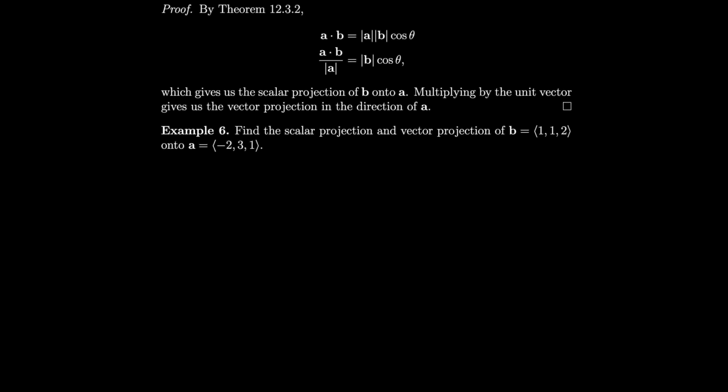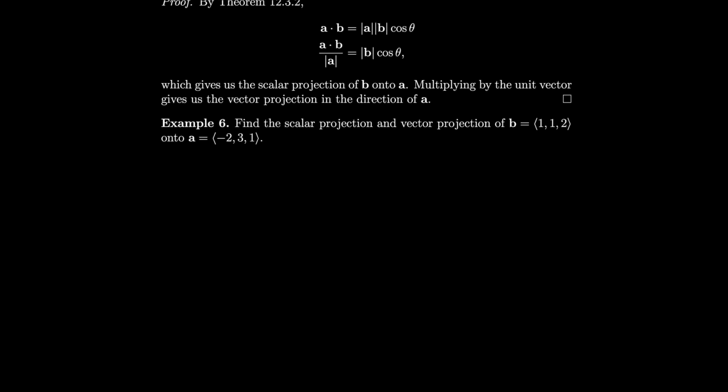So let's do an example really quick. We'll find the scalar projection and vector projection of B onto A. So first we need the length. So let's see how long A is. Well, that's just minus 2 squared plus 3 squared plus 1 squared. So that's the square root of 14.